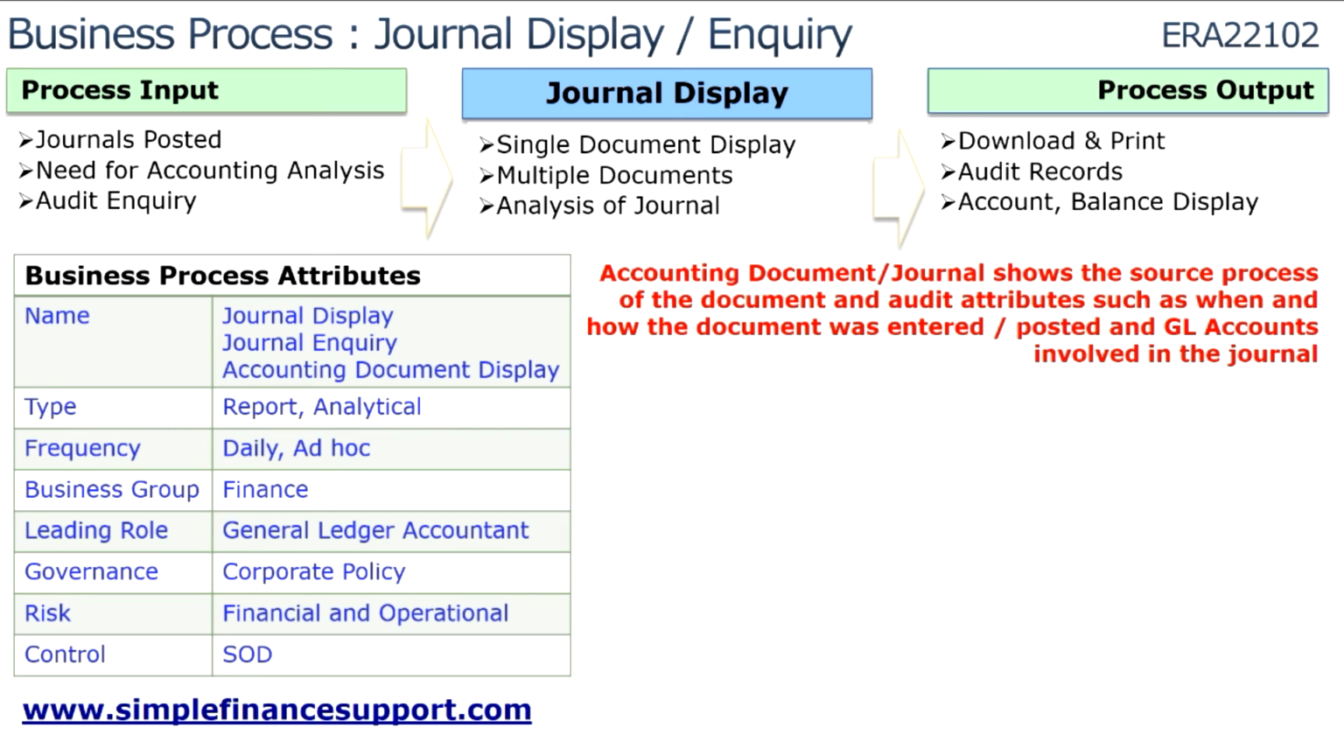If you go to any company, the general ledger accountant is primarily dealing with displaying the documents and inquiring about the accounting information. From a governance perspective, it's a corporate accounting policy that is laid out, and who gets access to what kind of information is part of the governance. And of course, the risk is a financial and operational risk.